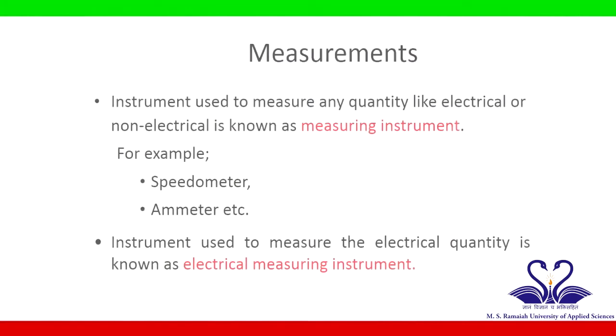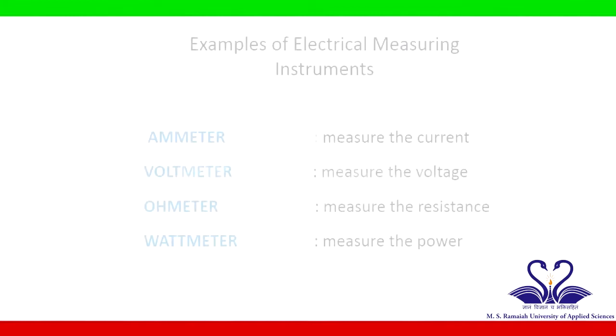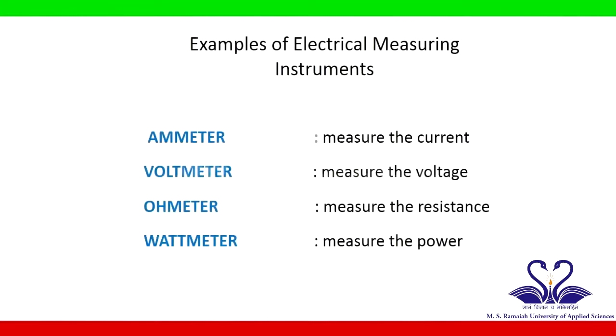Definition of measuring instrument. Instrument used to measure any quantity like electrical or non-electrical is known as measuring instrument. For example, speedometer, ammeter, etc. Instrument used to measure the electrical quantity is known as electrical measuring instrument. For example, ammeter measures the current, voltmeter to measure the voltage, ohmmeter to measure the resistance, wattmeter measures the power.